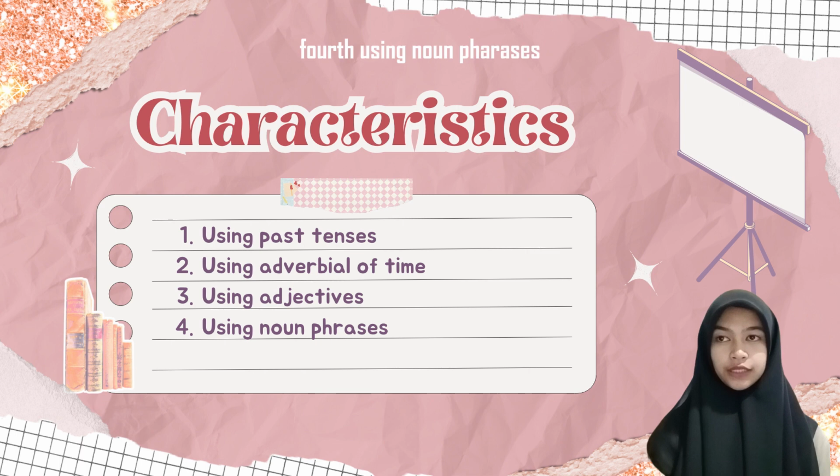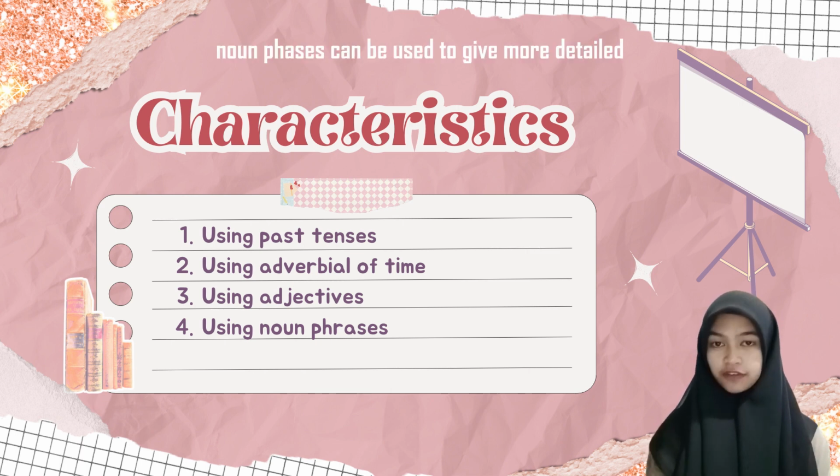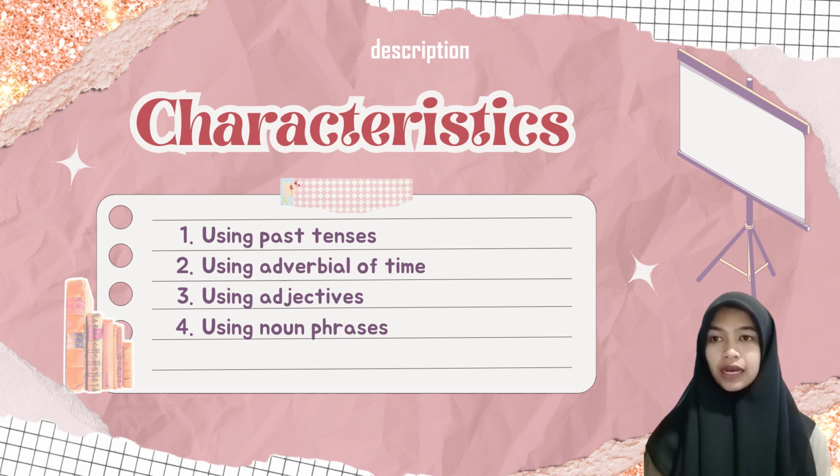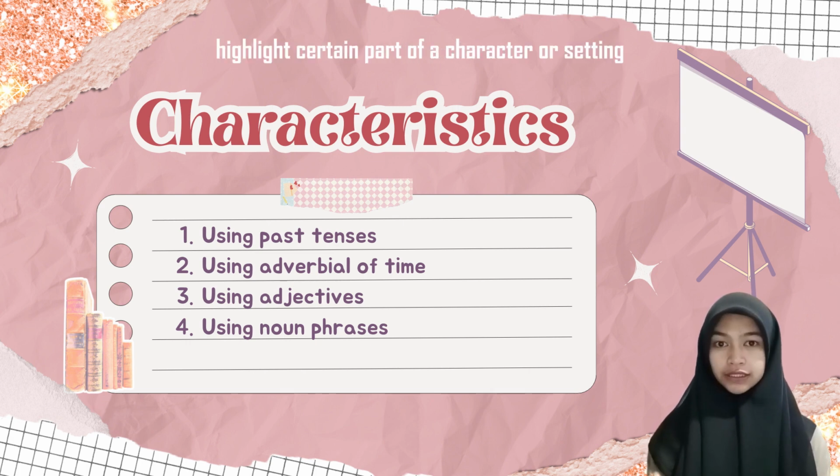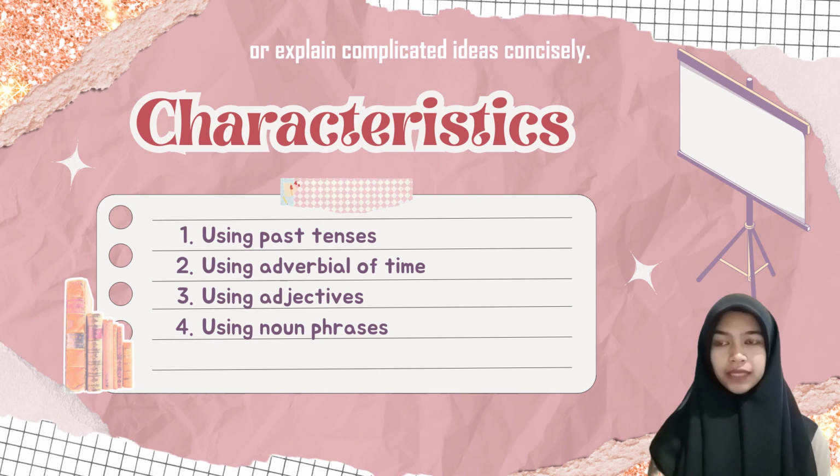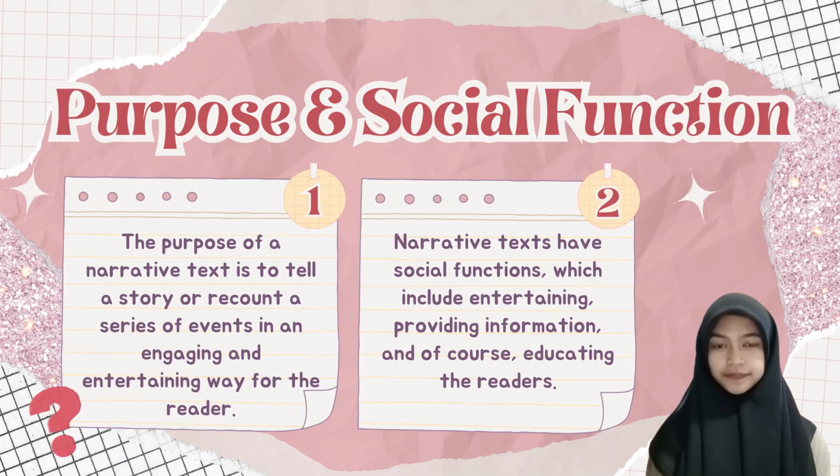Fourth, using noun phrases. In narrative text, noun phrases can be used to give more detailed descriptions, highlight certain parts of a character or setting, or explain complicated ideas concisely.